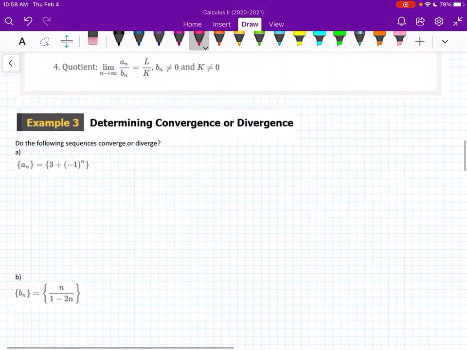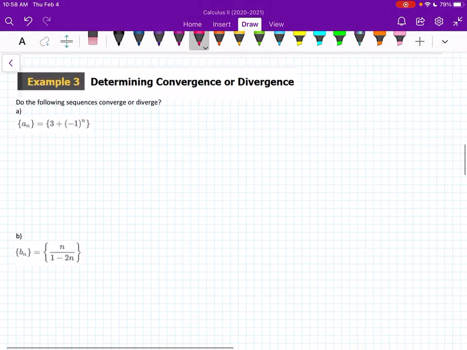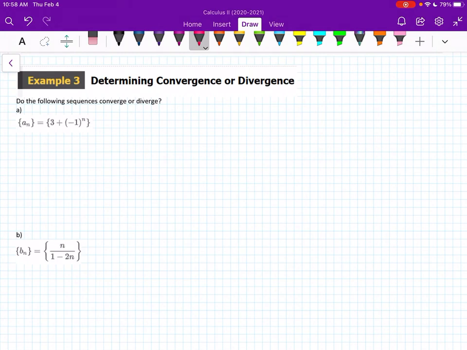Okay, let's talk about some examples here. We're starting with example 3 because examples 1 and 2 in the book were very similar to ones you did on the worksheet for the sequences review, so we don't need to go over those. Our first sequence here that we need to figure out if it converges or diverges is 3 plus negative 1 to the n.